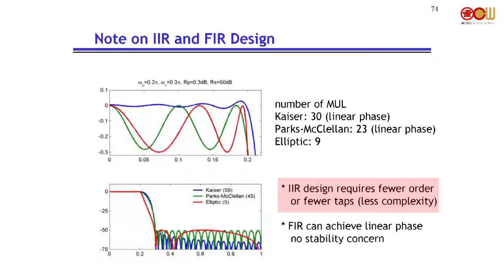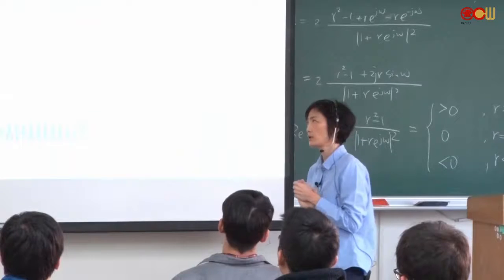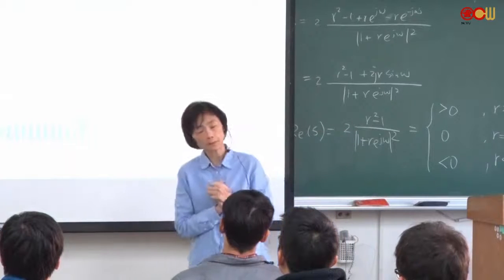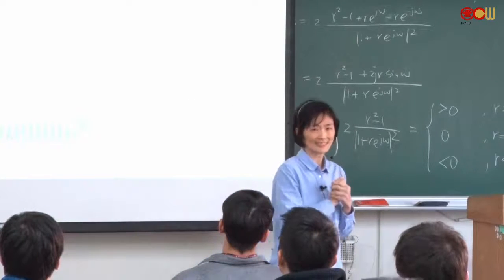So if we compare the FIR and IIR design, IIR filter design will require fewer orders or fewer taps, or it's less complexity in terms of multipliers. But with FIR filter, we can have a linear phase. That's something that we cannot have with the IIR filter. And there's also no stability concern, especially when we really implement the filter, the coefficients will be quantized.